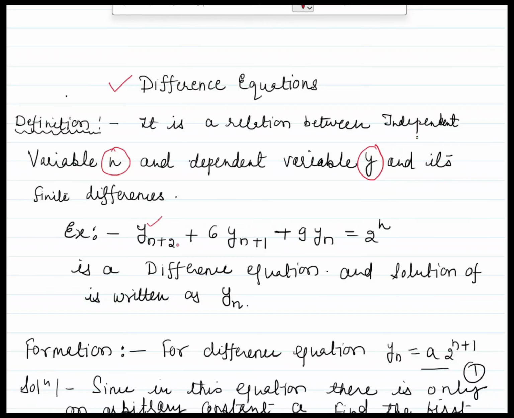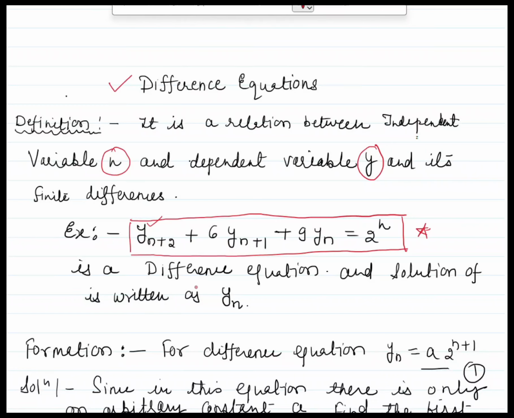So y of n plus 2 means it is a difference coefficient of the second order. It is the first order, and it is y of n. y of n means y dependent on n independent variable. It is n independent and y dependent. So if this type of equation, y of n plus 2 plus 6 y of n plus 1 plus 9 y of n equals 2 to the power n, this type of equation we call a difference equation, not differential equation.